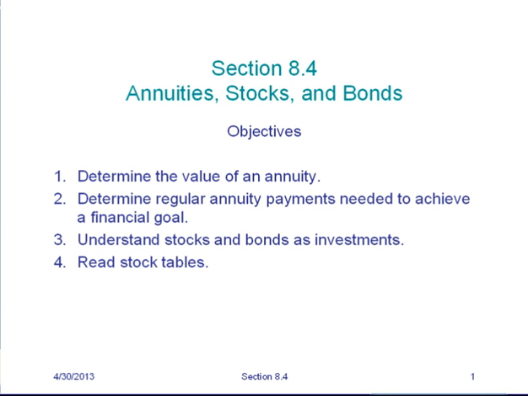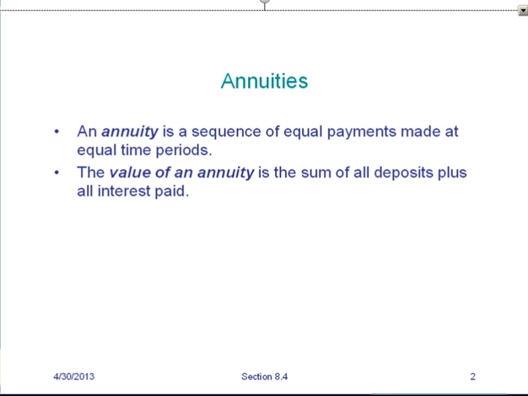This is section 8.4. We're going to be talking about annuities, stocks, and bonds. An annuity is a sequence of equal payments made at equal time periods. So let's say, for example, you're going to pay $100 a month into a savings account. That would be an annuity. The value of an annuity is the sum of all deposits plus any interest that's been paid to this account.